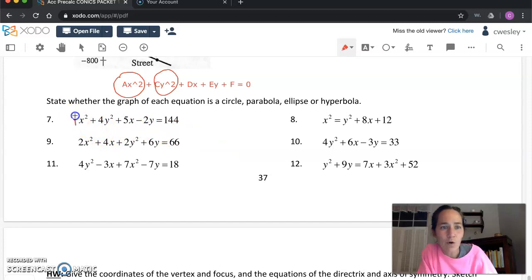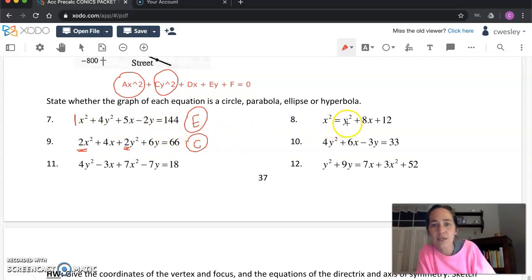I see A is 1 and C is 4. When A and C are the same sign but different numbers, you know it's going to be an ellipse. I wouldn't have picked circle. Maybe if I was skipping to number 9, where I see 2 and 2 for A and C, right? 2x squared, 2y squared. That's a good candidate for being a circle, the same exact coefficient. But this one's a different coefficient, same sign.